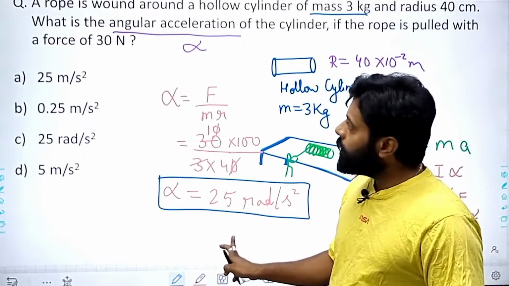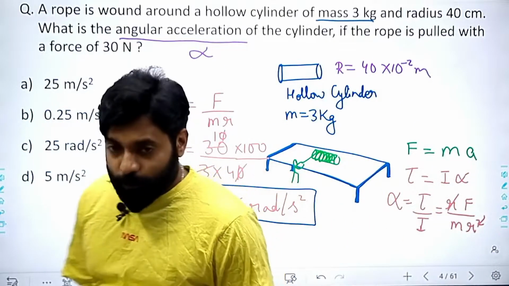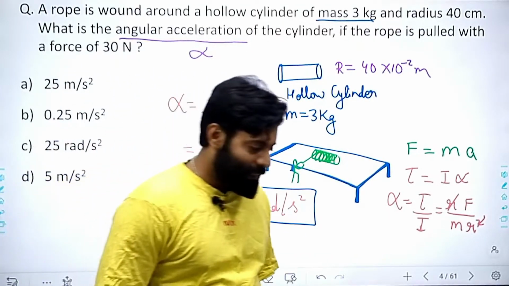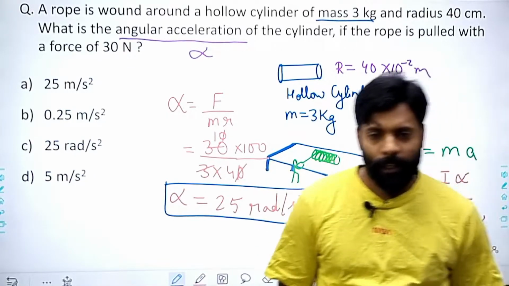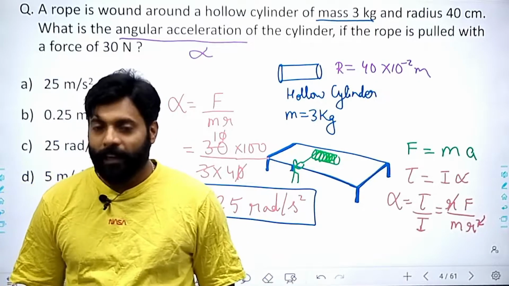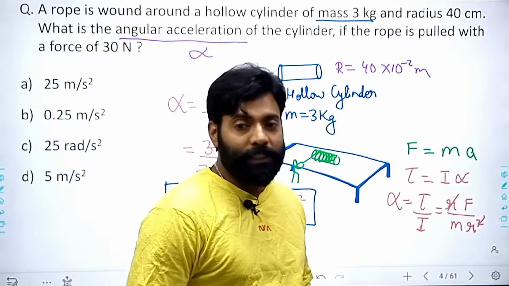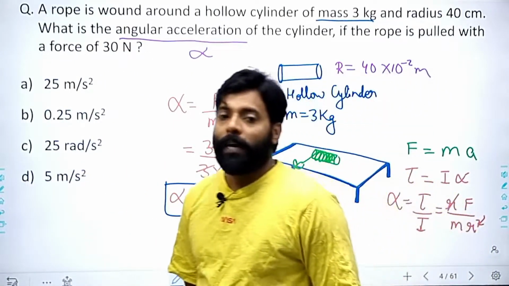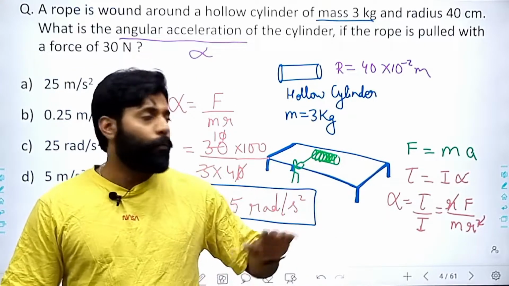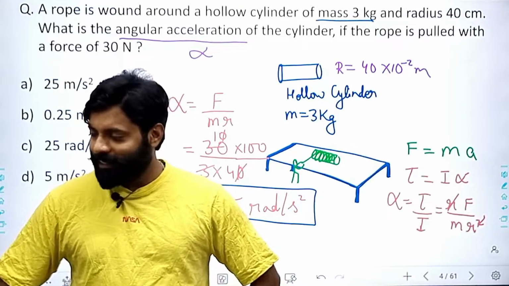So I hope that you are getting how to solve this question. Here we have to use the circular motion. You can say that this is the rotational motion concept, but we had studied this in circular motion as well. Is this fine for you? A rope is wound around a hollow cylinder of mass 3 kg and radius 40 centimeter. What is the angular acceleration of the cylinder if the rope is pulled with a force? So here we compare the translational motion with the rotational motion, and I hope that this must be clear to you.